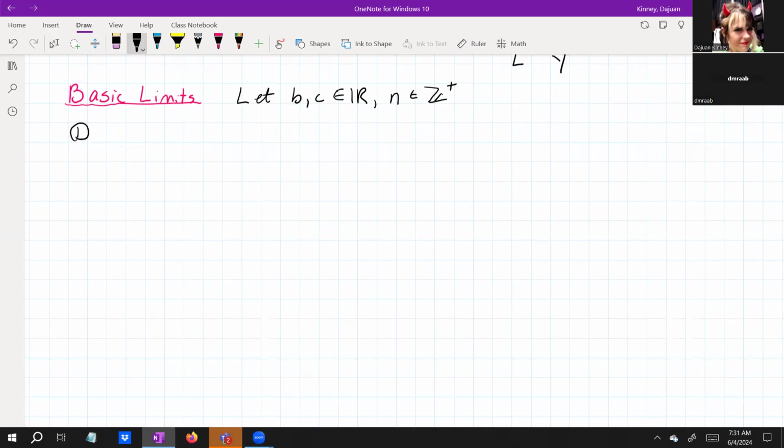All right, so limit as x approaches c of some value b is b. So these are all going to be limit as x approaches some value c. So basically, this is a constant function.